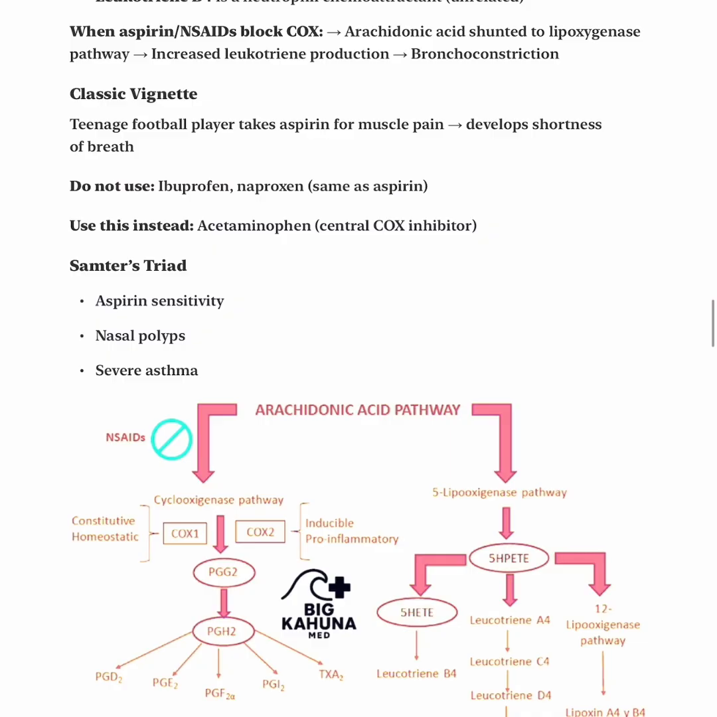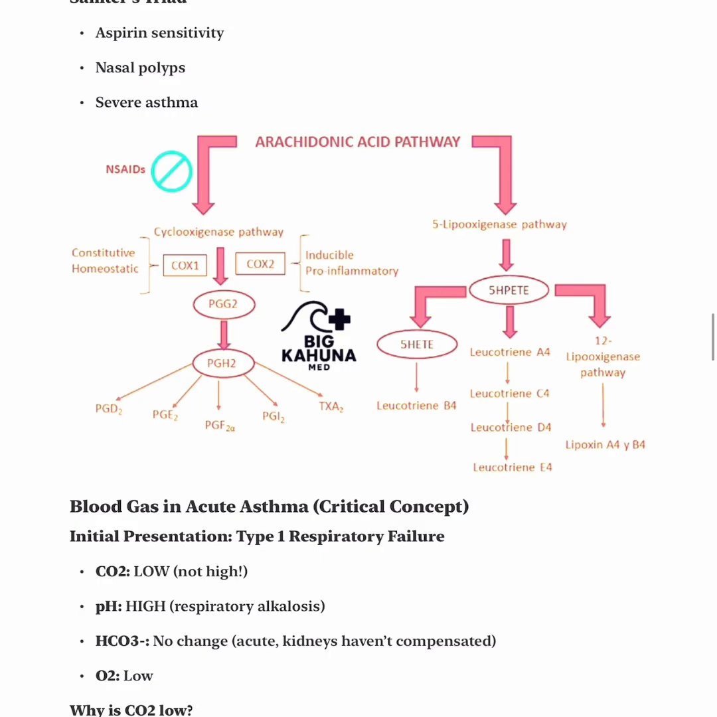Now, the classic thing they'll show you is a teenage football player who takes aspirin for muscle pain and all of a sudden has shortness of breath. In this case, you do not use ibuprofen or naproxen because it's the same as aspirin. Instead, you will use acetaminophen. This is a central COX inhibitor. Now, what you have to remember is Samter's triad. This is aspirin sensitivity, nasal polyps, and severe asthma. This triad does show up all over your licensing exams. Here we have a nice image showing you the arachidonic acid pathways with the NSAIDs blocking cyclooxygenase on the left, and we have LOX on the right, as well as the subsequent leukotrienes and the prostaglandins.